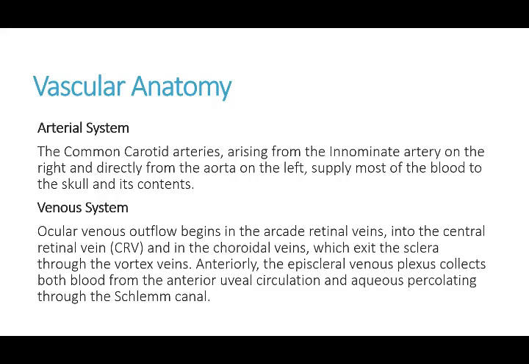The venous system: ocular venous outflow begins in the retinal veins into the central retinal vein, and in the choroidal veins which exit the sclera through the vortex veins. If you remember, when we talked about the sclera, we talked about the vortex veins. Anteriorly, the episcleral venous plexus collects both blood from the anterior uveal circulation and aqueous percolating through the Schlemm's canal. We talked about this also as far as glaucoma is concerned, that some of the outflow is by percolation through the Schlemm's canal.